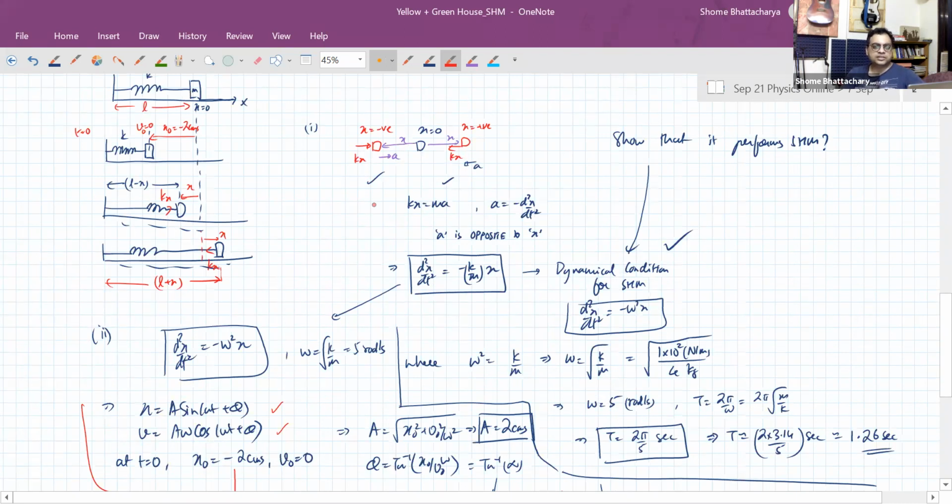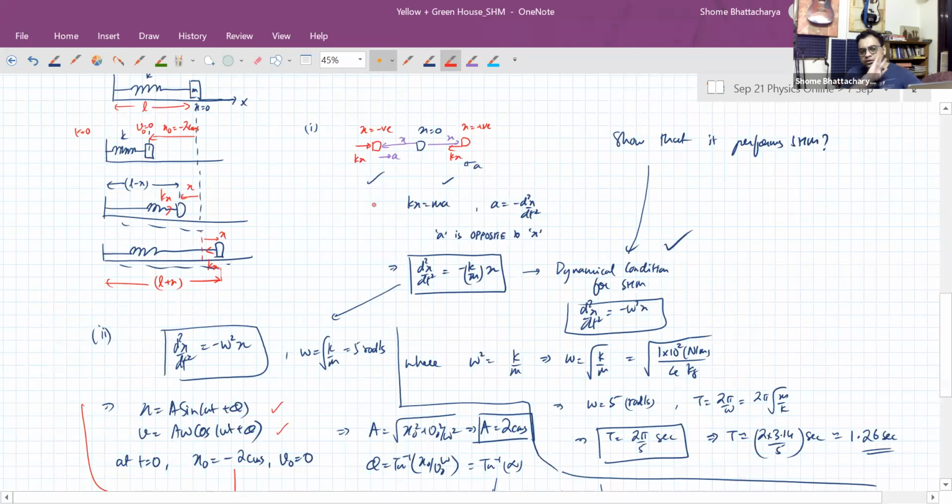What is the condition of SHM? It should be a restorative force proportional to displacement. So it should be a minus kx type of force, including the algebraic sign. Or d2x by dt square should come out to be some negative quantity into x. And that negative quantity is omega square. So from that, we get the time period. So that was the first step.